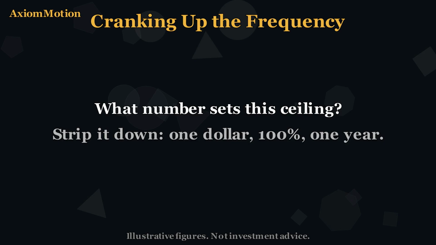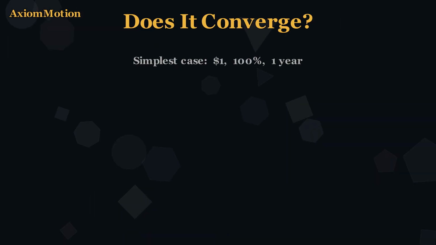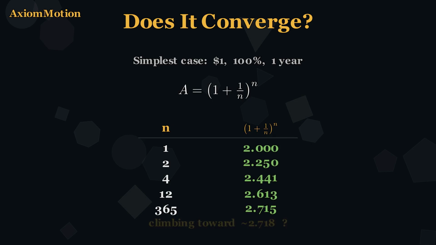To uncover it, let's strip this problem down to its simplest possible form. From the last section, the purest version of compounding is this: $1 at 100% for 1 year. The final amount is (1 + 1/n) all raised to the power n. Watch the sequence as n grows. 1 period doubles your money to $2. 2 periods give 2 1/4. 4 periods, about 2.44. 12, about 2.61. 365, about 2.71. The values keep climbing, but more and more slowly.